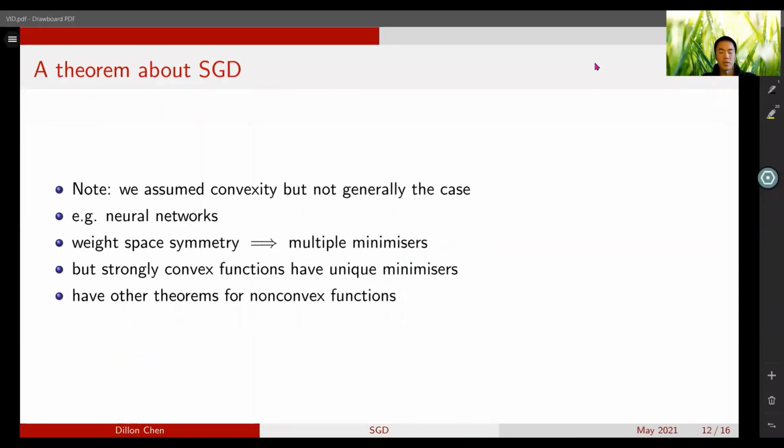Note that we assumed in the theorem that our loss functions are convex, but this is not true for the general case. We can take neural networks with at least one hidden layer, for example. However, there are other theorems for non-convex functions.